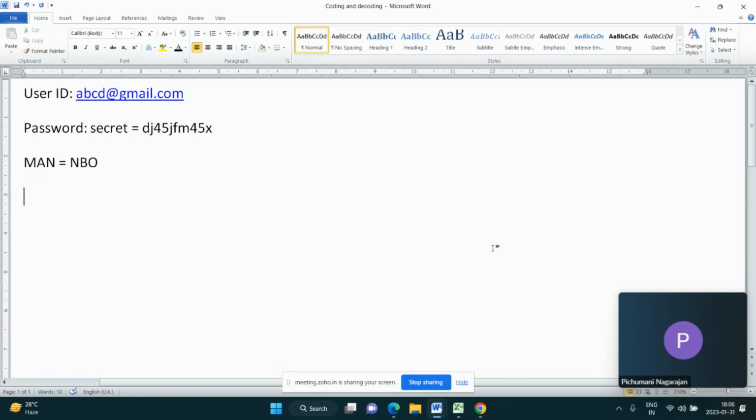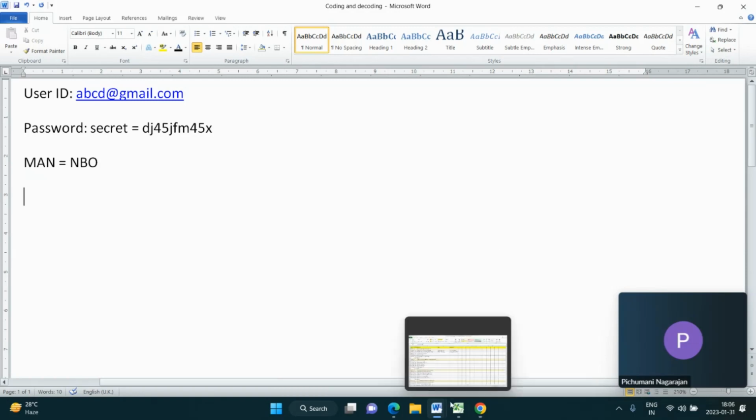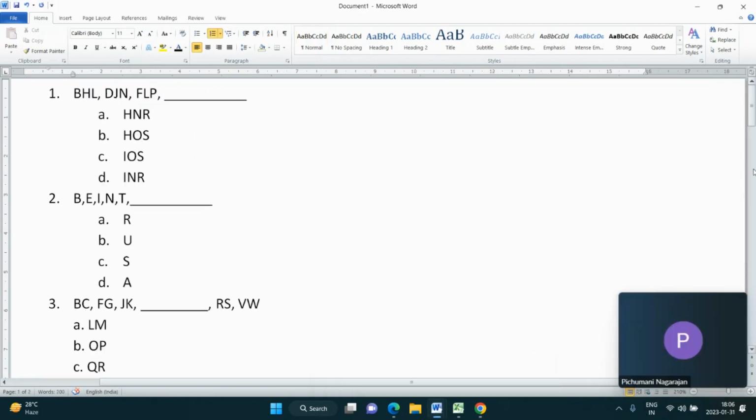We will continue with the examples which we saw yesterday, and some more examples we will see today. I am not going to do this, I want all of you to do this. Now I want you to tell me what comes next of all the four given here. B, H, L, D, J, N, F, L, P. What is the next in this series? Which one should I fill here? Should I fill HNR, HOS, IOS or INR?